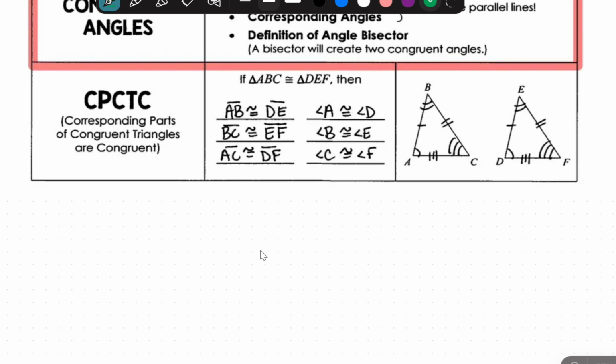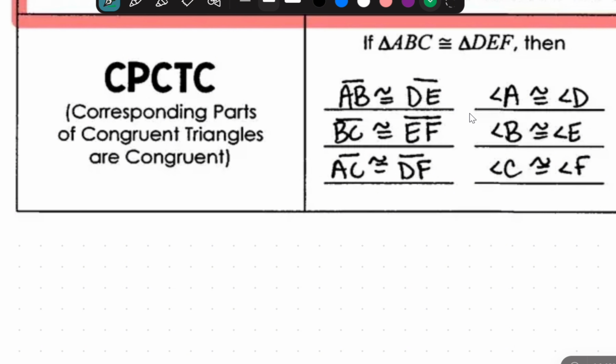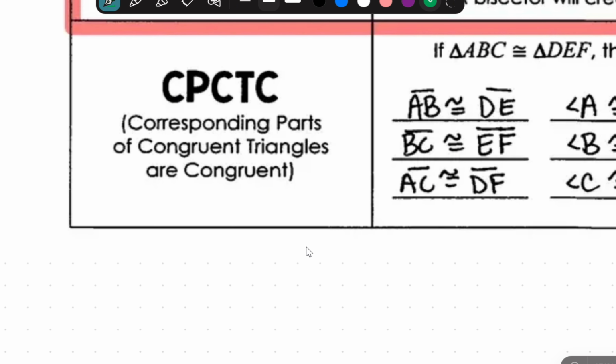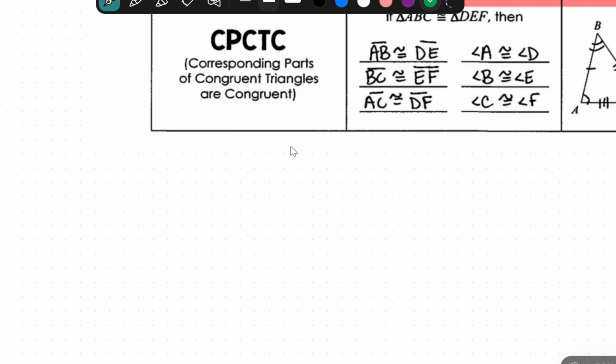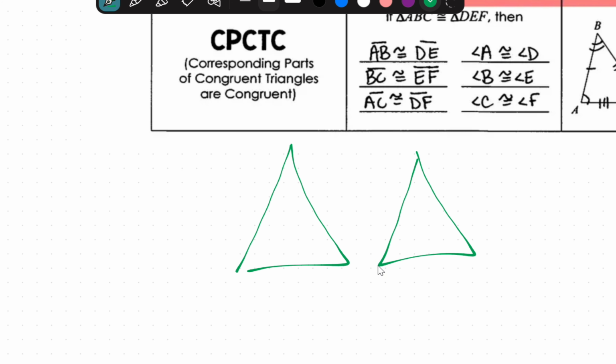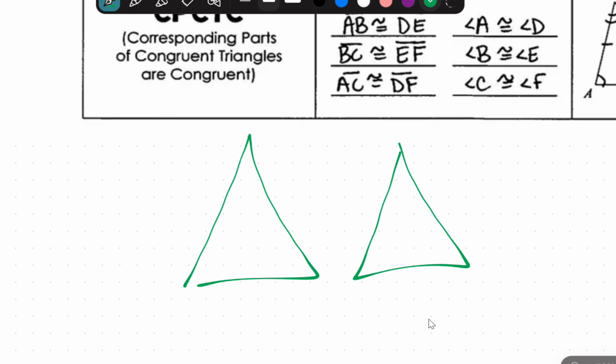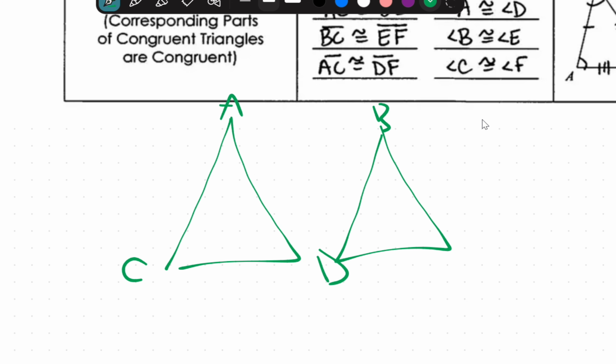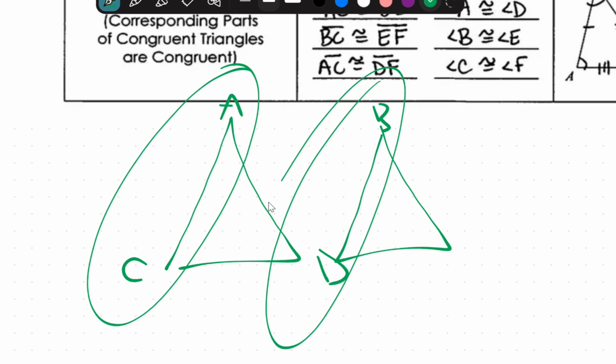Okay, then we also have CPCTC, which is just the corresponding parts of congruent triangles are congruent, which sounds really silly, but it just means if we have two congruent triangles, like we already proved that they're congruent, then the parts that correspond with one another, for example, A corresponds with B, C corresponds with D. We can say that segment AC is congruent to segment BD because since we know that these triangles are congruent, their corresponding parts, this part corresponds with this part, are also congruent.